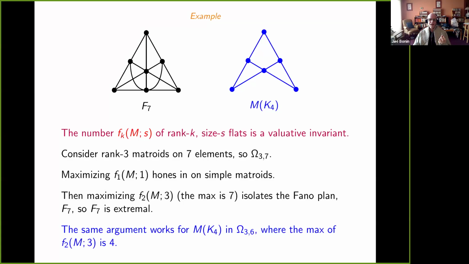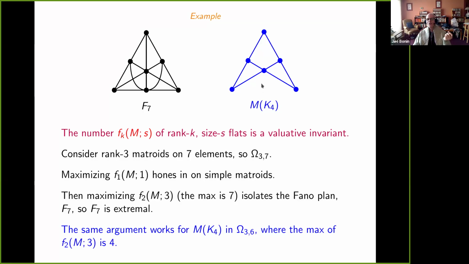Okay? And then within simple matroids of rank 3 on 7 elements, you can maximize the number of 3-point lines. So F sub 2,3. Well, that maximum is 7. The only way to achieve 7 is the familiar projective plane on 7 elements, the Fano plane. Oh, so the Fano plane is extremal.